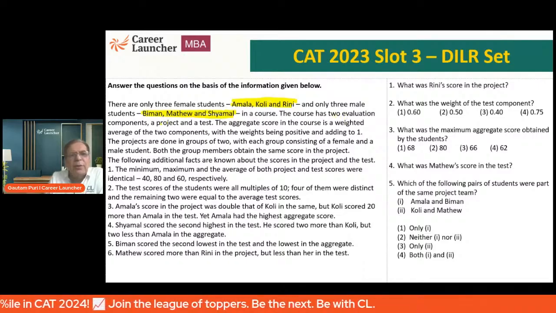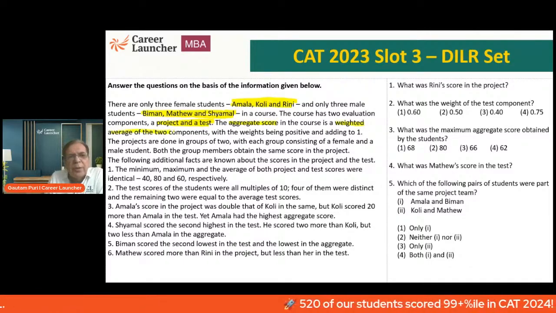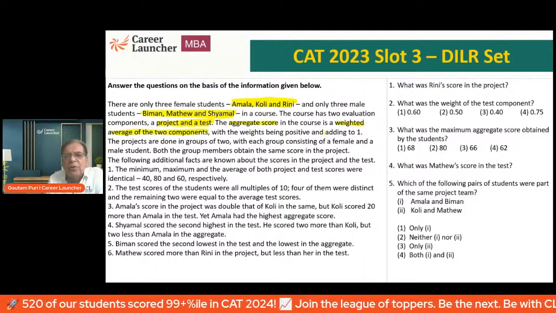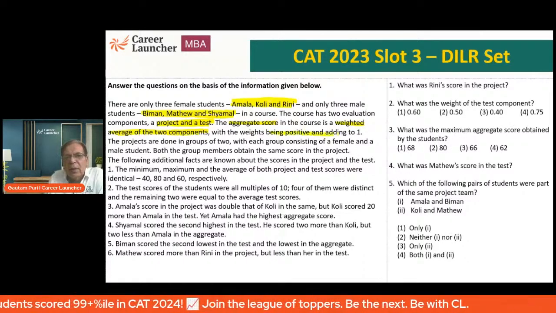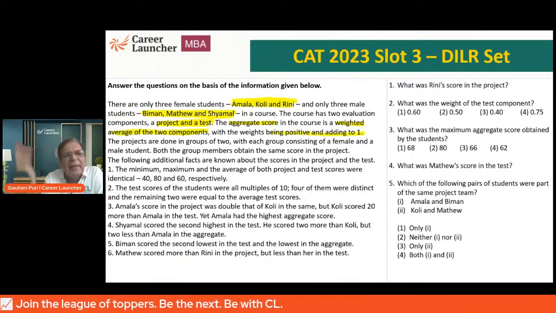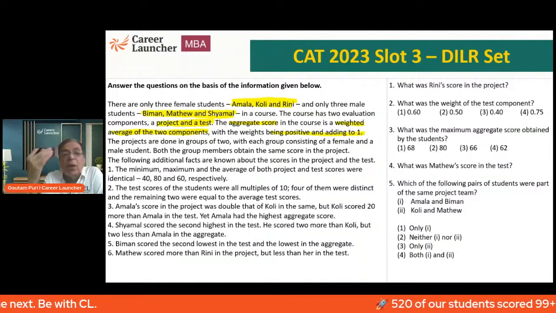The course has two evaluation components, a project and a test. The aggregate score in the course is the weighted average of the two components. So the weighted average of the project score and the test score is the aggregate score, with the weights being positive and adding to 1. Okay. So that means one of the weights could be 30%, another could be 70%, it could be 20, 80, 75, 25, 35, whatever. But they are adding up to 1 or 100%.